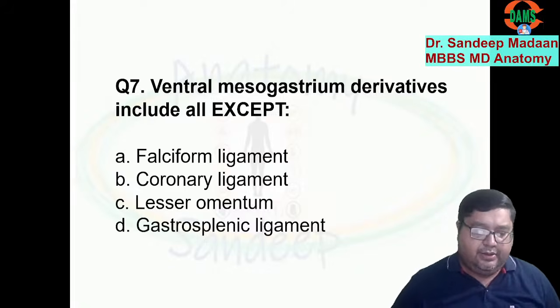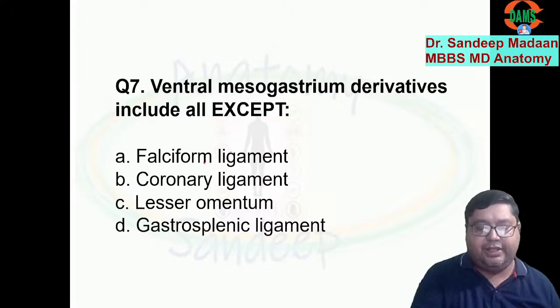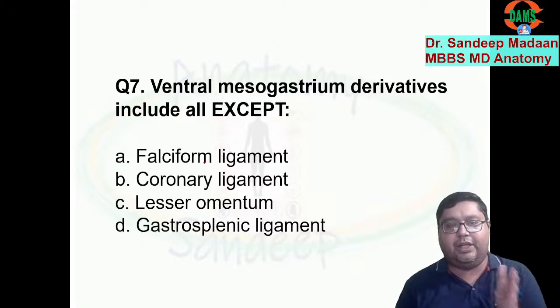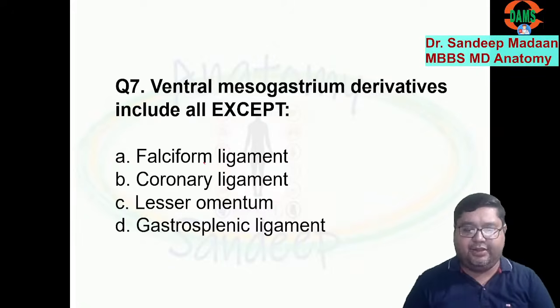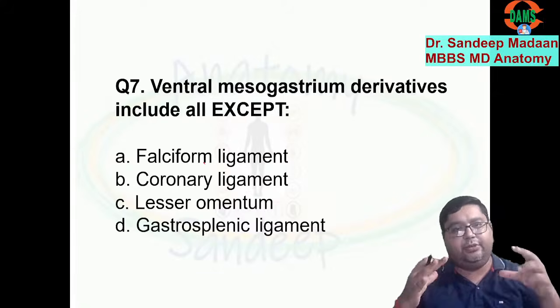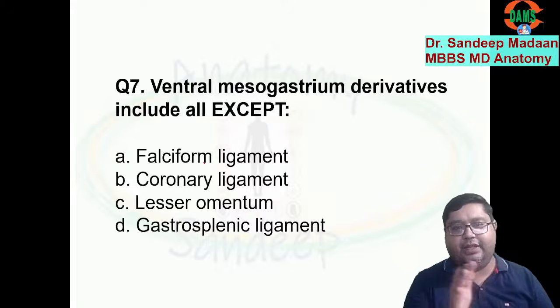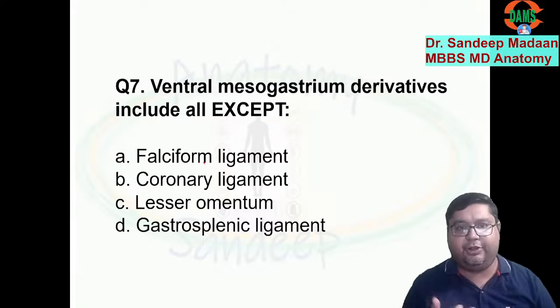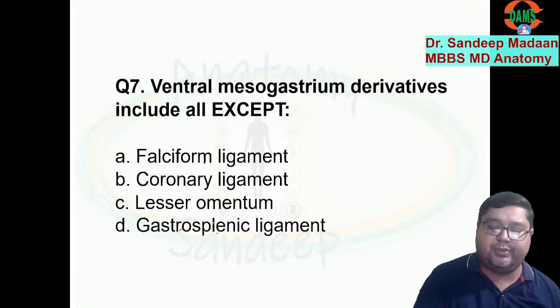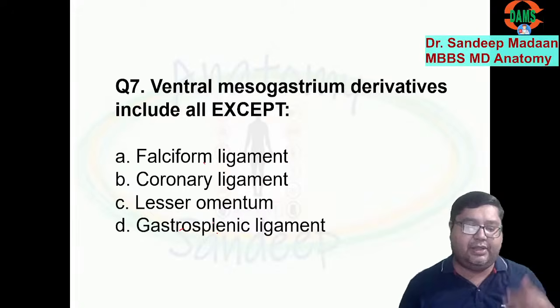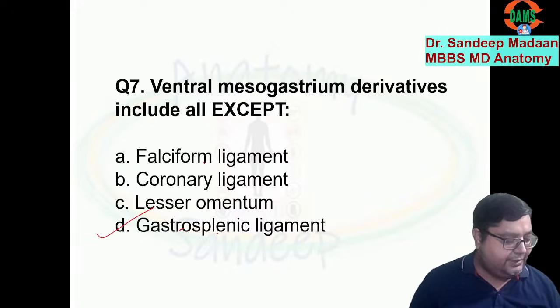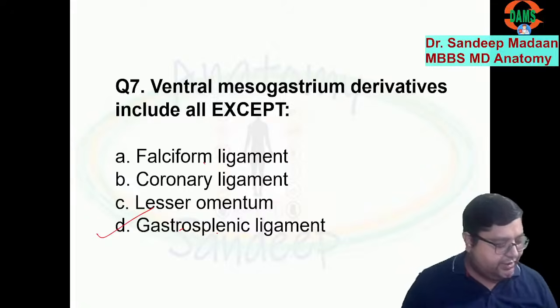Okay. So where is the falciform ligament? It is between the anterior wall and the liver, so definitely in front of the stomach. The coronary ligament is related to the liver itself, meaning in front of the stomach. The lesser omentum is between the liver and the stomach, definitely in front of the stomach. But the gastrosplenic ligament is between the stomach and spleen, and the spleen is behind. That's why the answer will be D. So this is a quick way to answer.